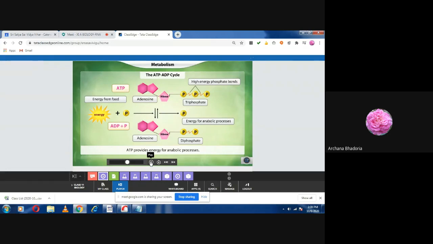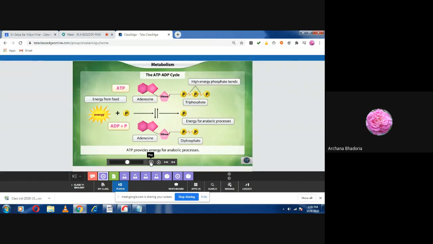When energy is needed, at that time these bonds will break. So then you are seeing that ADP will be formed and the phosphate will be released. What you will be getting? ADP. So two phosphates remain, one phosphate is removed, and energy will be released.